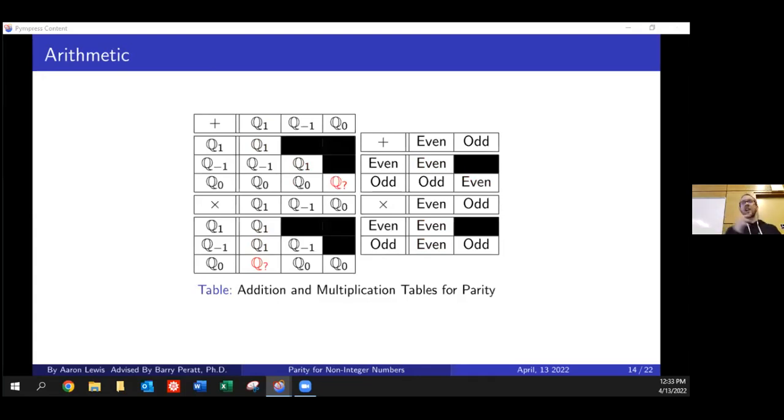Most of the time, an interaction with the Q0 number will just result in another Q0 number, except in the case where Q0 and Q0 are added together, or Q0 is multiplied by Q1. There you'll actually get, what's the note here, Q question mark, because it can actually result in any of the numbers. The end result will actually be even over even, and you'll have to reduce to figure out what the actual parity of the number is.